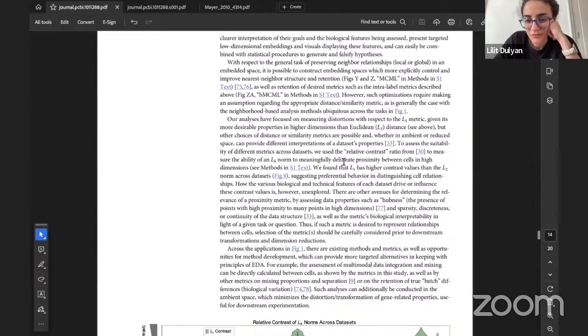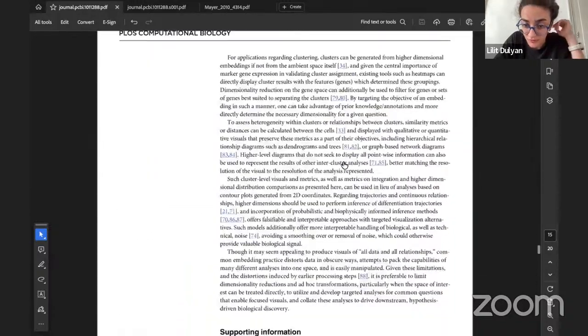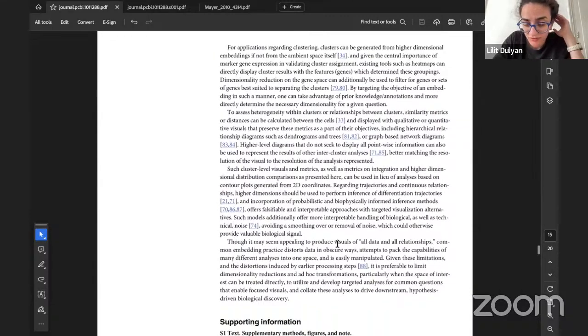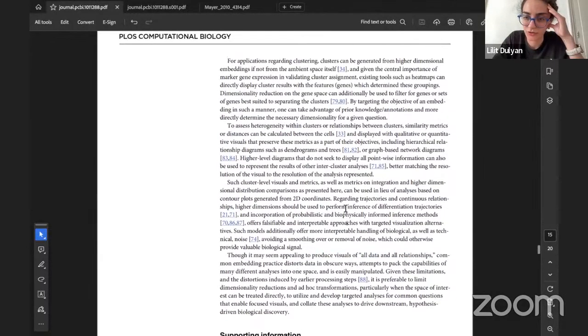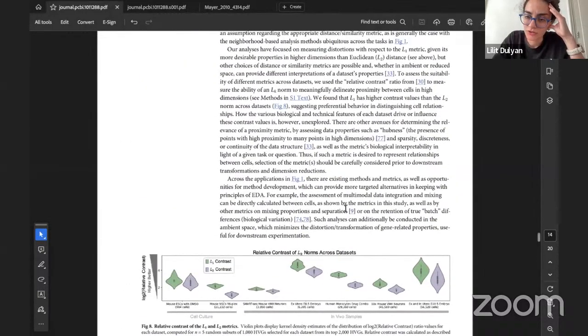No, actually I didn't read these parts in so much detail, but mainly, as I understand, they are saying that it's appealing to produce visuals of all the relationships, but we might distort our data like that, and maybe it's better to use more dimensions and calculate local distance and so on. Be more specific with your hypothesis rather than just, okay, let's put it all there and see what it will show in a 2D map or 3D map.